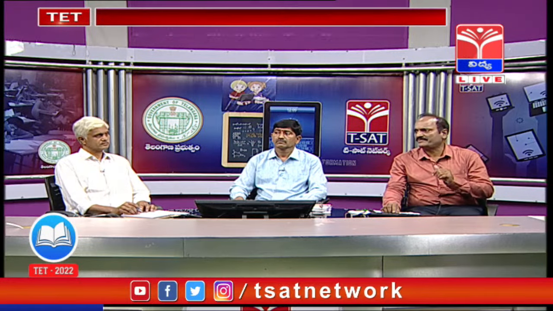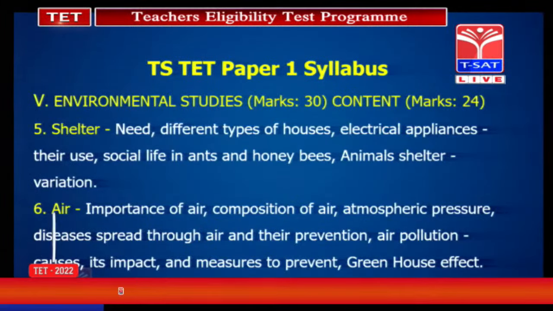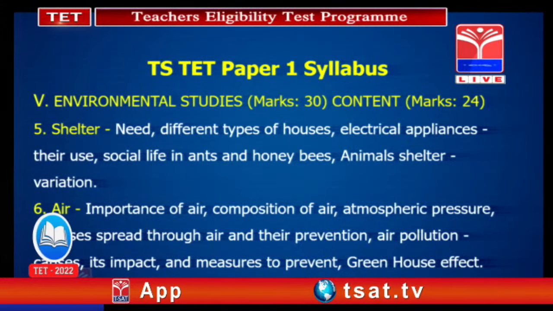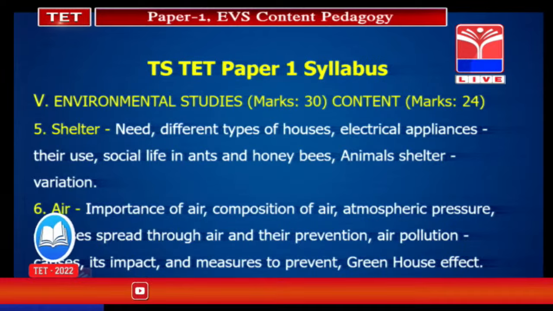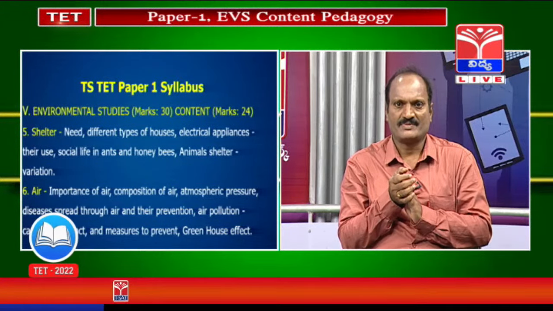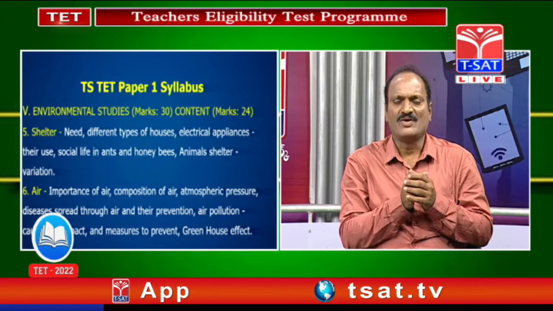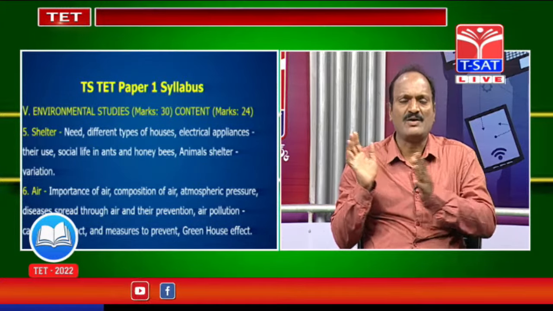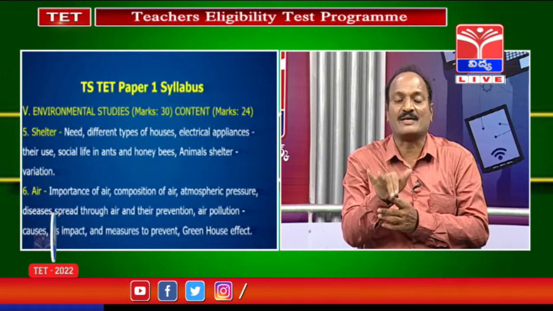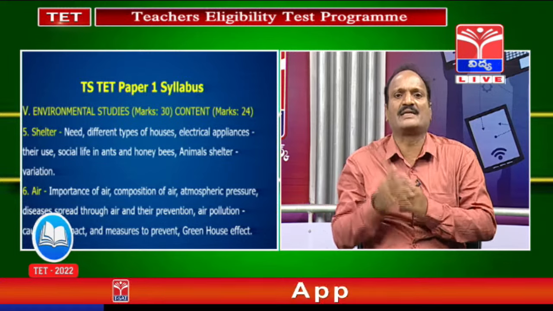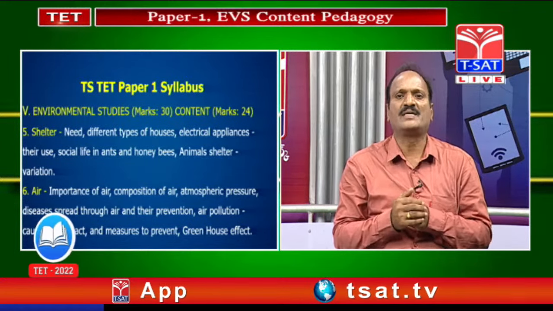And one more topic is shelter. In the EVS area, the students first become aware of their shelter, their home. First of all, they know about the need and different types of homes, different types of shelters. In the 6th class, we discuss it in the name of habitat. Who lives in which habitat? Where the cattle live, where the sheep and goats live, where we live, where the wild animals live, where the snakes live, where the birds live. Like this, they are exposed to critical thinking and observation. This will lead to the shelter.